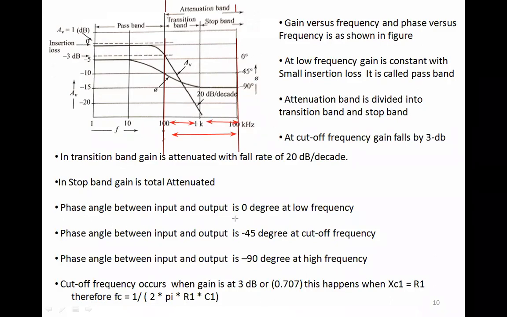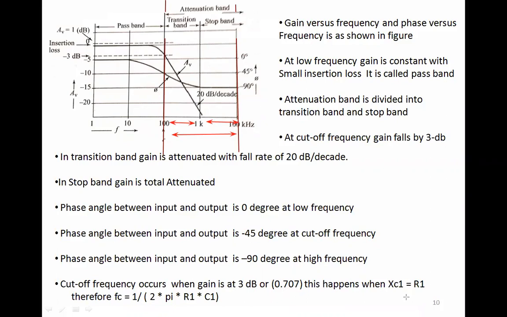The phase angle between input and output is actually 0 degree at lower frequencies. So at lower frequency, there is no angle because it is constant. Phase angle between input and output is minus 45 degree at cutoff frequency. So at cutoff frequency, there is an angle that gets created, right? And phase angle between input and output is minus 90 degree at high frequency. So it just falls off when there is an increase in frequency. So the cutoff frequency occurs when gain is at 3 dB, or I told you 1 by root 2, which is 0.707.